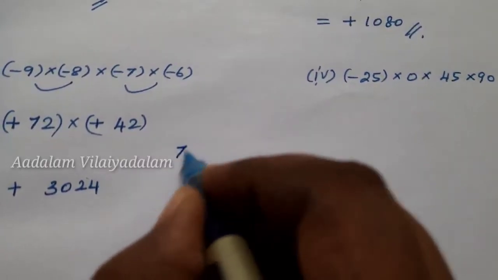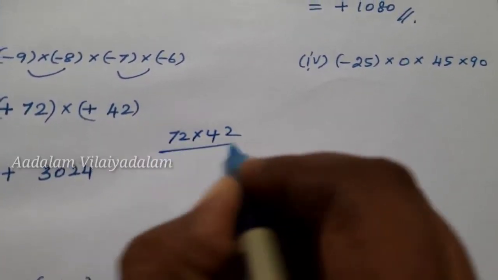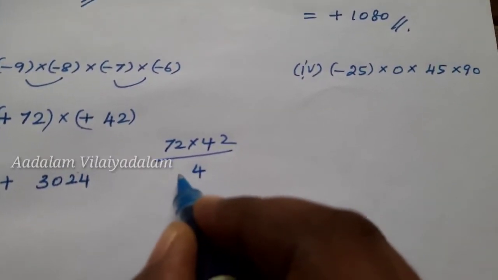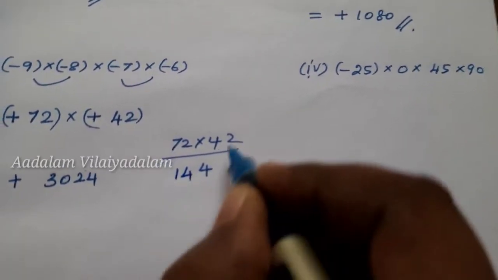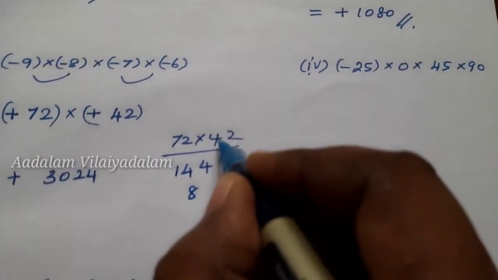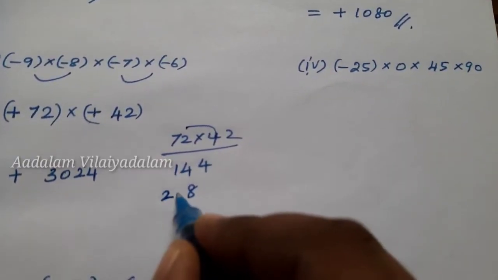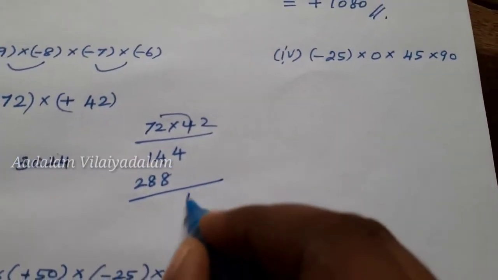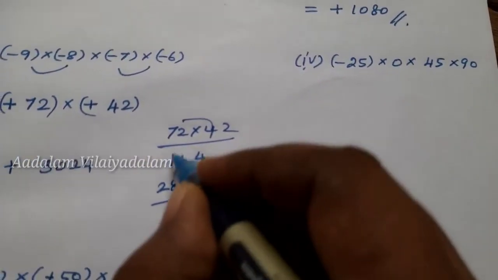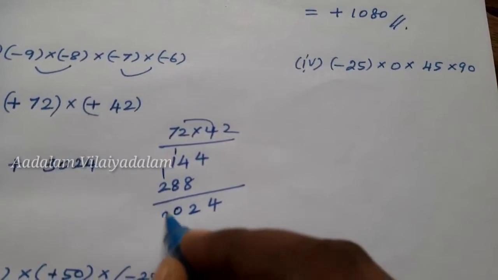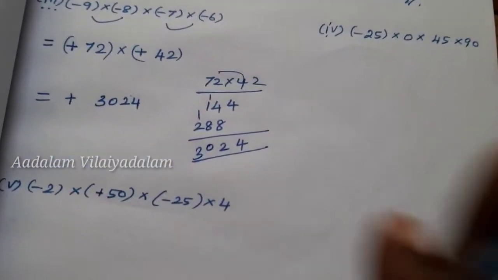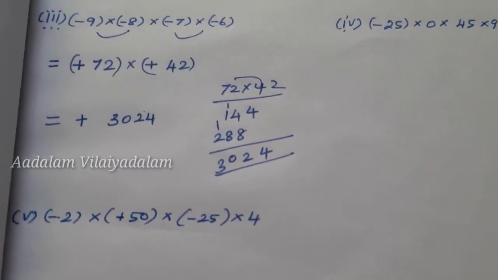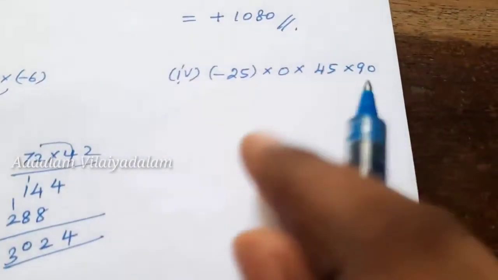That means 72 into 42. 2 2s are 4 and 7 2s are 14. Then again 4 2s are 8 and 4 7s are 28. If we add, we'll get 12, here we'll get 10, and then it becomes 3024. Are you clear? Now let's move to the fourth subdivision.